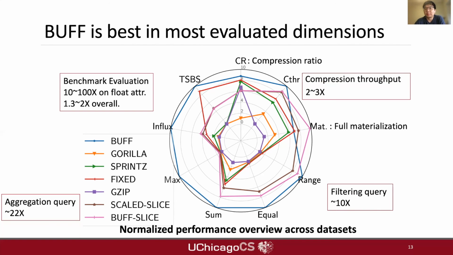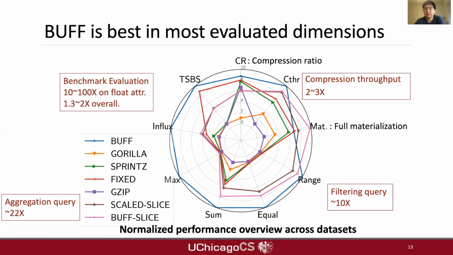As we can see, BUFF outperforms others in compression ratio, compression throughput, most queries and benchmark evaluations. If we take Gorilla as a baseline, BUFF achieves 2 to 3 times faster compression throughput, 10 times faster on average for filtering queries, 22 times faster on average for aggregation queries, and 1.3 to 2 times faster for benchmark queries on TSBS and InfluxDB benchmarks.